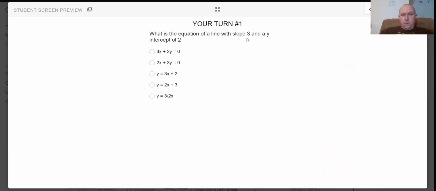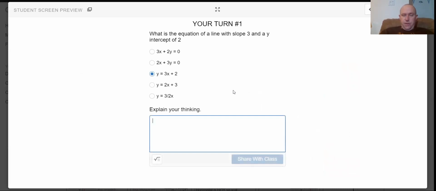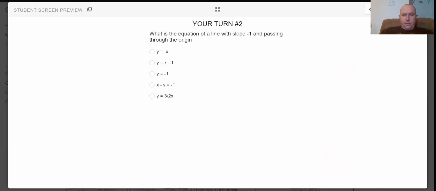So an equation with a slope of 3 and a y-intercept of 2. So I'm looking for 3x, and then I'm looking for plus 2. So actually, it's just this one here. I'm not explaining my thinking. We just kind of did it verbally right there.